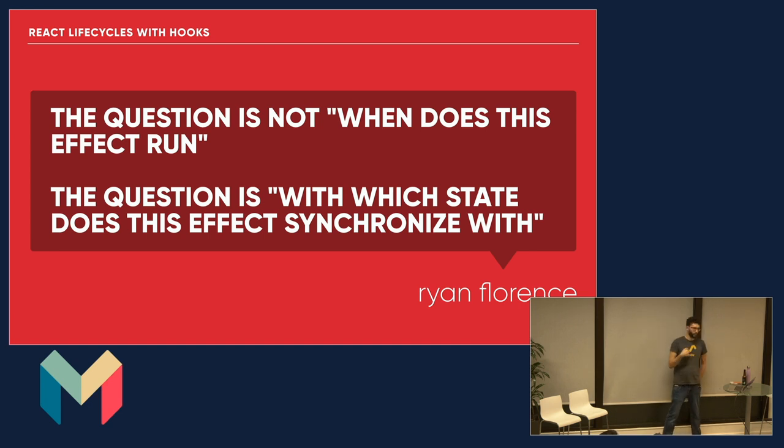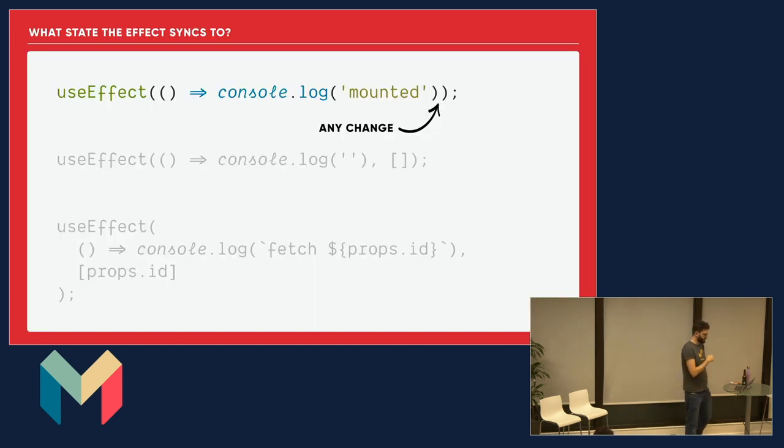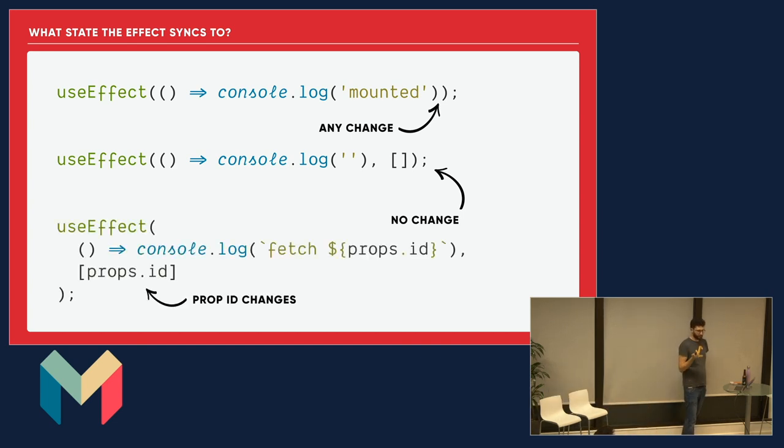The question is not anymore when does the effect run, but what state the effect synchronizes with. So looking at the examples I made before, the effect without any array synchronizes with every change, and then every re-render, this effect gets executed. While this one synchronizes with no change, so it will be executed once and then never more. And the last one, as I mentioned before, will be synchronized with the prop ID changes. So every single time the prop ID would change, this would trigger.